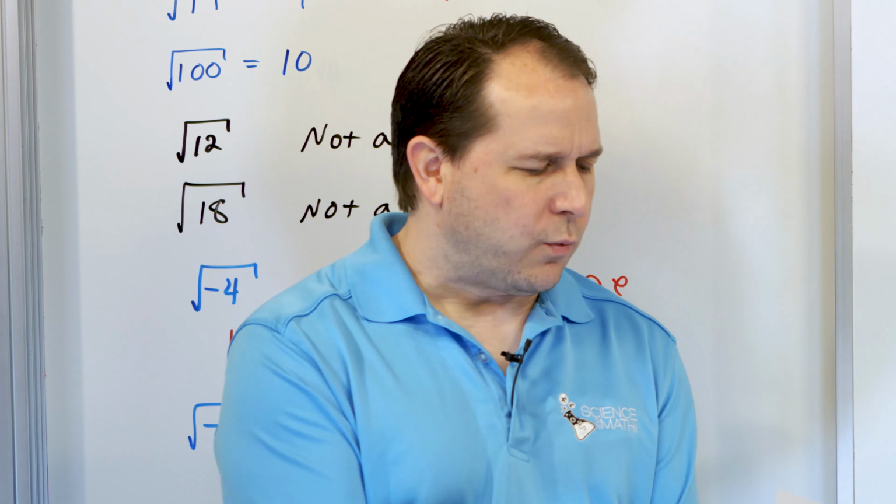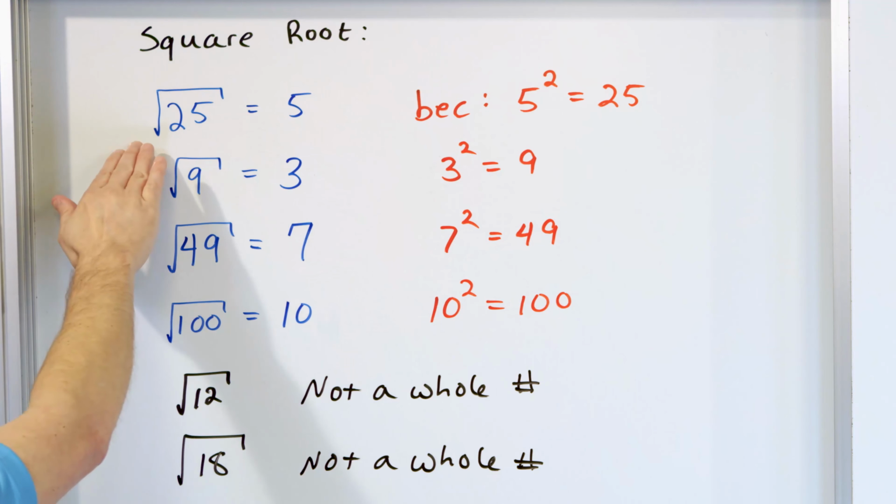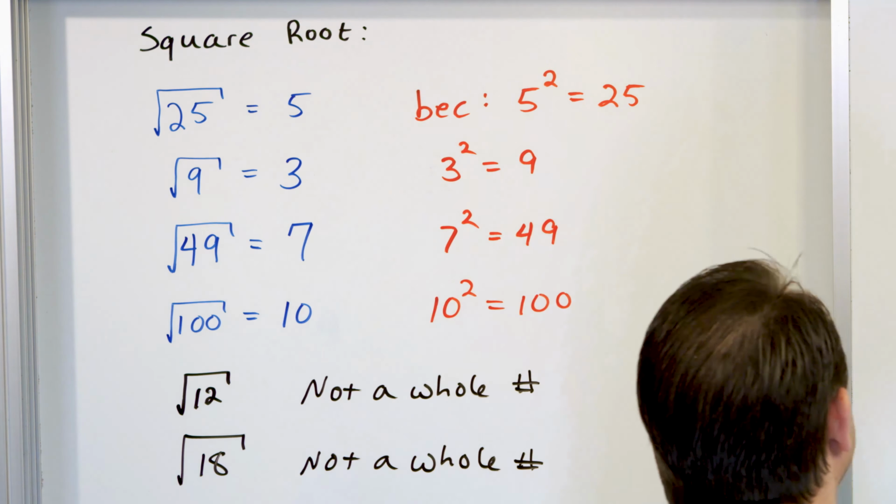All right, now what I need to do before I go farther is I want to expand on this just a little bit more. Let's take this first example, the square root of 25 being equal to 5. Let me go over here and talk about something called the principal.